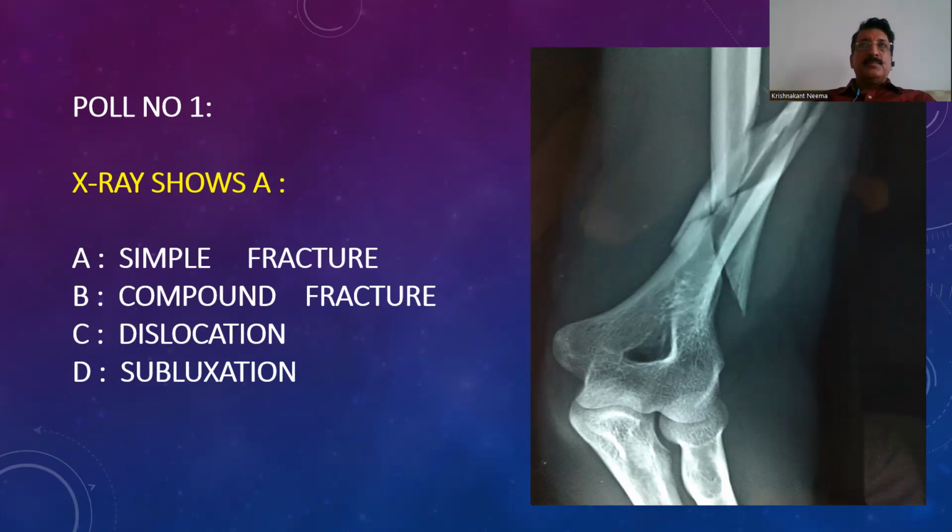Yeah. So, interestingly, all of you are wrong. Why are you wrong? It is not a simple fracture because you cannot see the skin, the condition of the skin. You don't know whether it is broken or unbroken. It is not a compound fracture because again you cannot see the skin. You don't know whether the skin is injured or not.